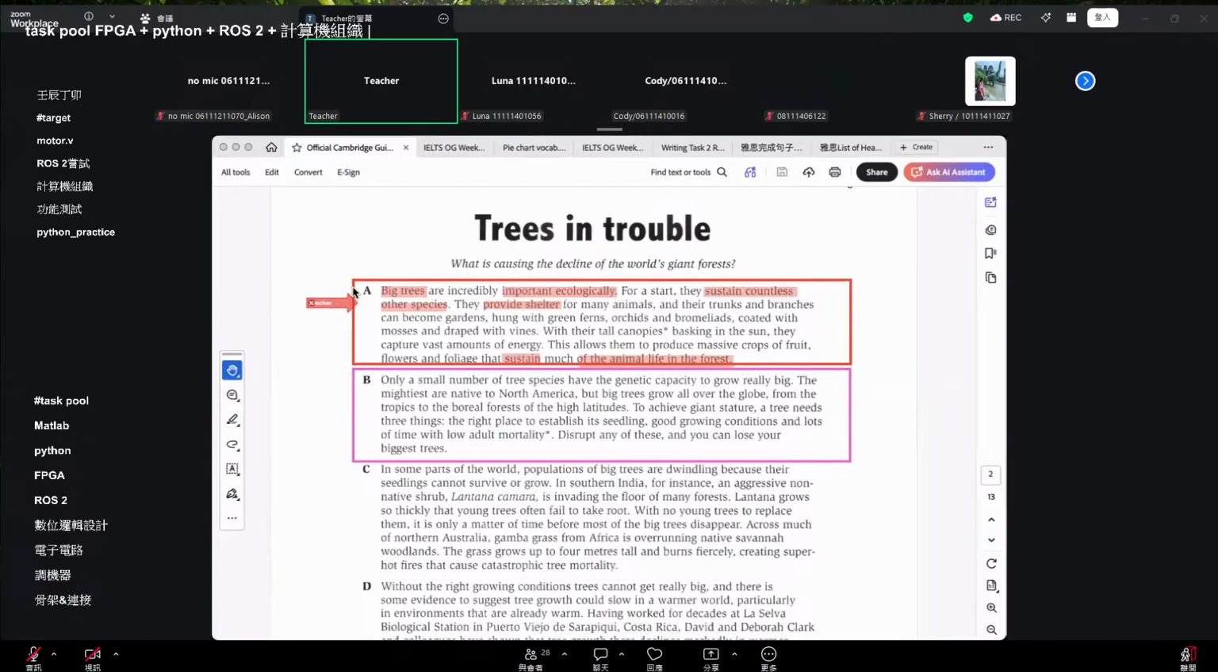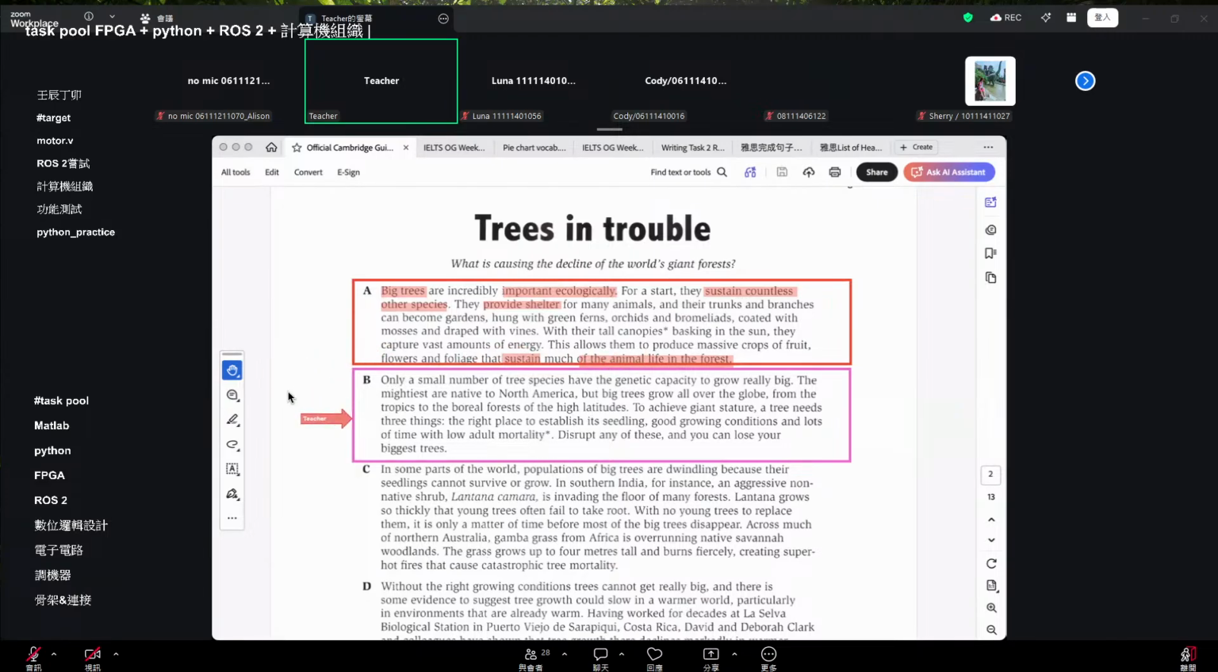So these were the information. Tall trees are important ecologically because they sustain countless other species. Reiterate again, they provide shelter. So try to see for the concluding sentence, sustained animal life, which are the important parts.